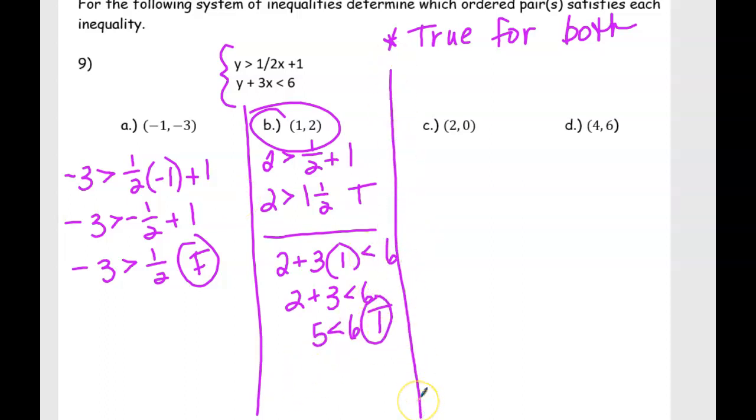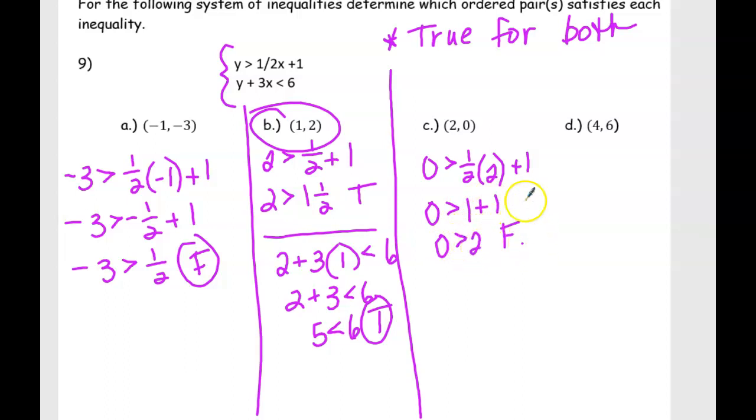Let's just check the other two. So for (2, 0), if I plug in my y, 0 is greater than 1/2 times 2 plus 1, or 0 is greater than 1 plus 1, 0 is greater than 2. That's a false, so we don't need to move on.